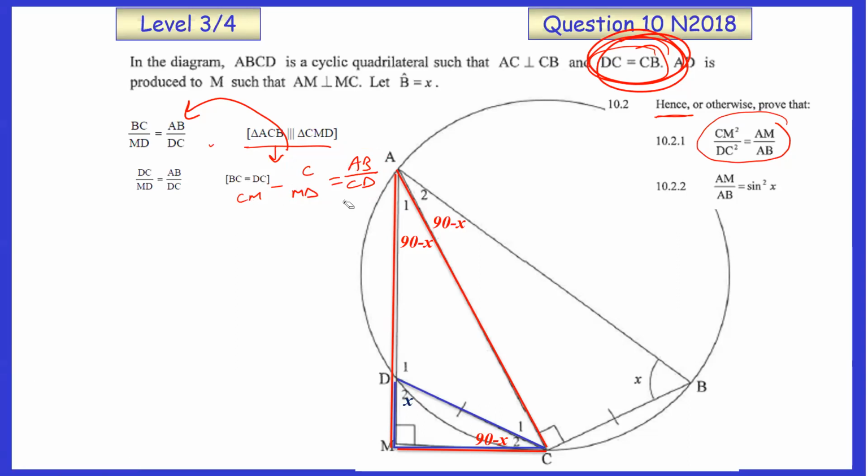Now, can you see DC times DC is what? Cross multiply. DC times DC is DC squared, which is equal to AB times MD. Yes or no? Yes, sir. All right, we're getting somewhere now. People are starting to see some light. Look at your questions again. Your questions want you to prove that CM squared over DC squared. Now, I need to find CM squared. That's what I don't have.